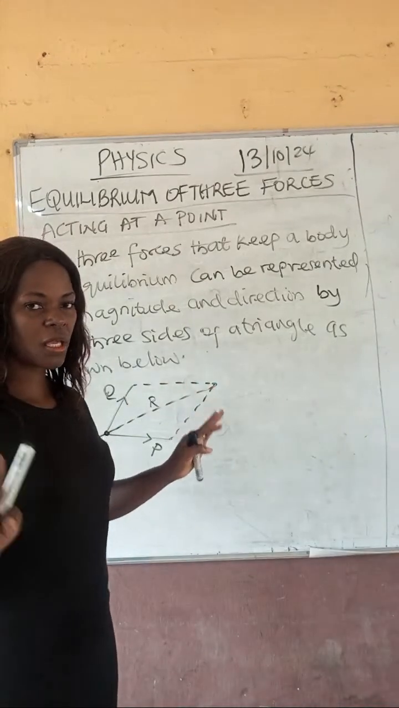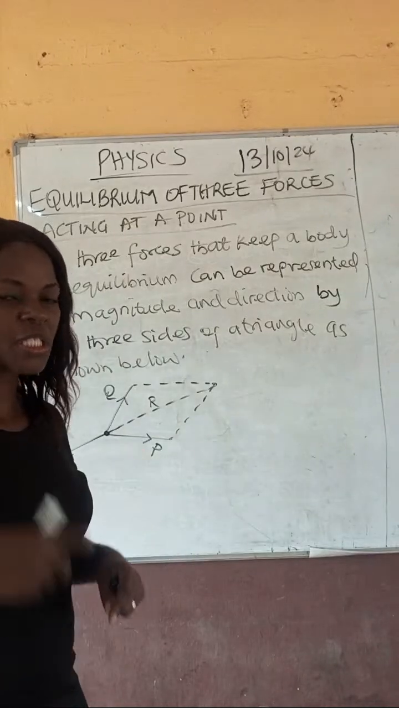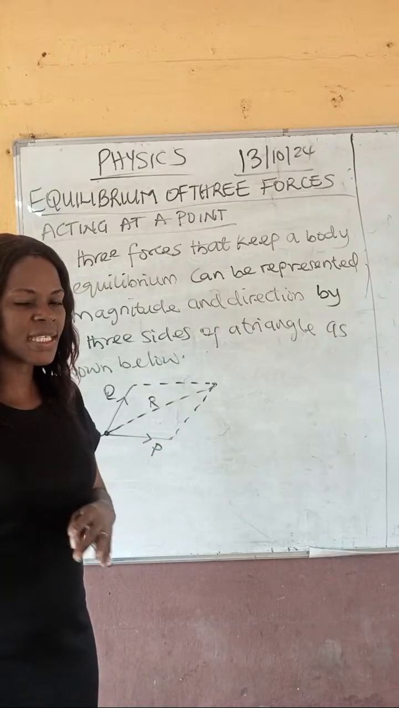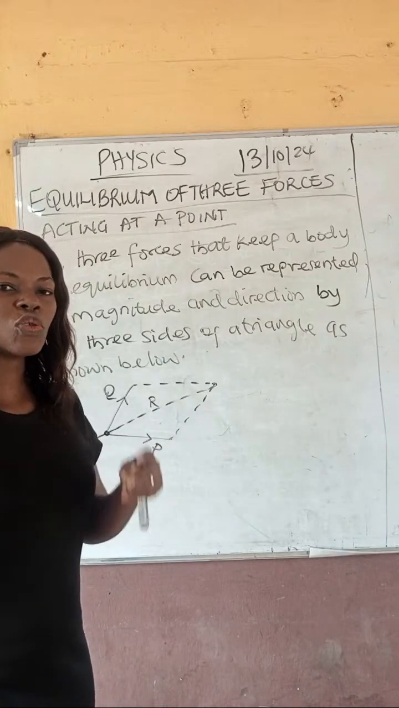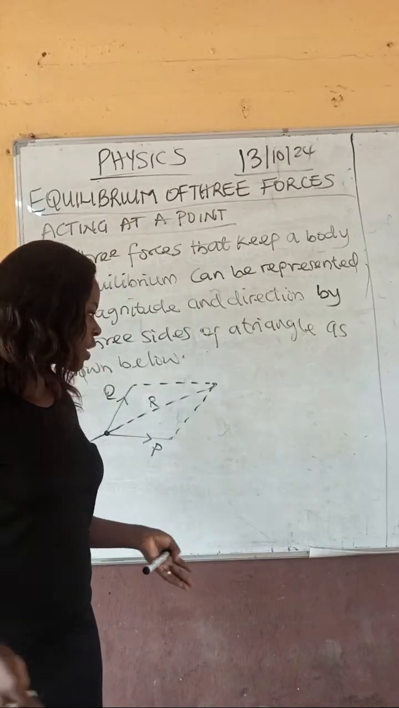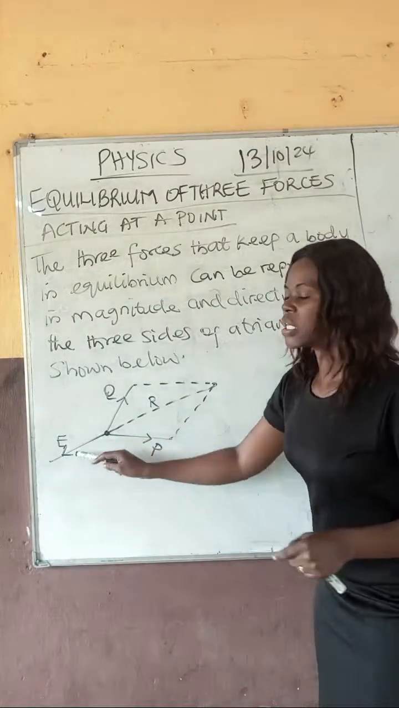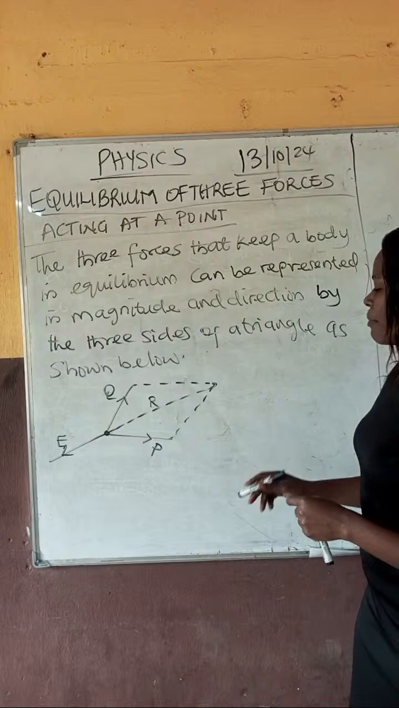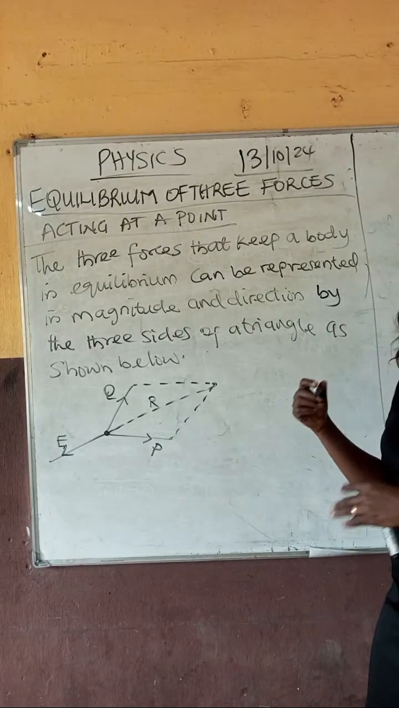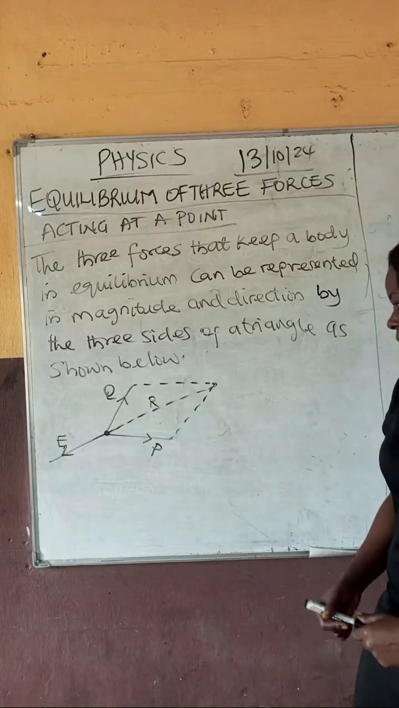Simply put, it's trying to tell us that when three vectors are acting at a point, we are going to form a triangle with them. And when we form that triangle, we are going to use it to solve for the other sides of the triangle, which are vectors. Now we have these three vectors, Q, P, and E. We are going to represent them with the sides of a triangle taken in order. This is going to lead us to the principle of triangle of forces. But before then, let me explain.